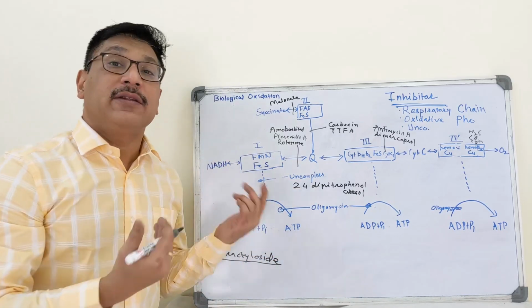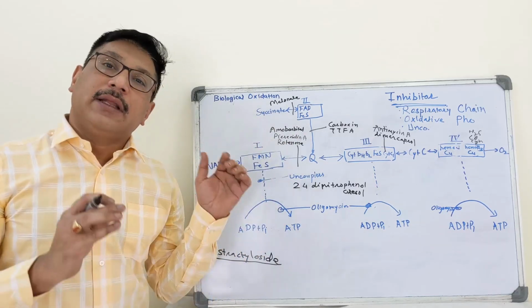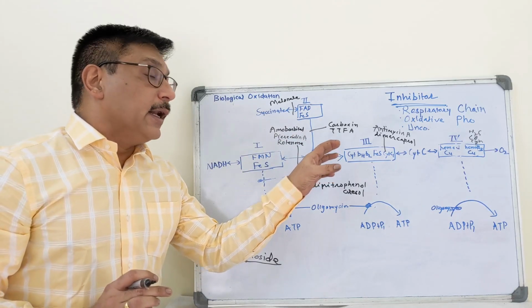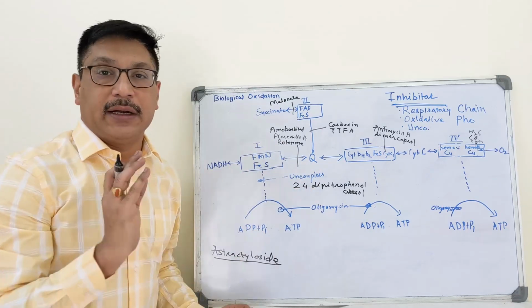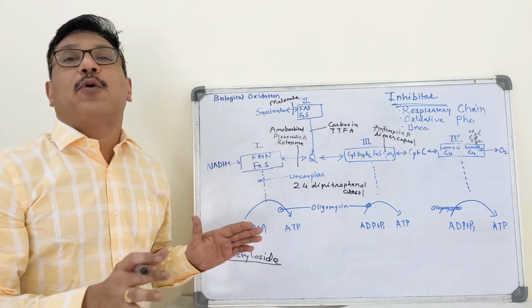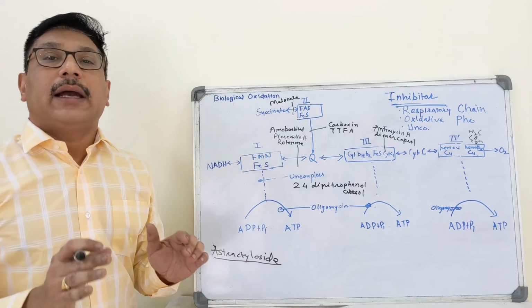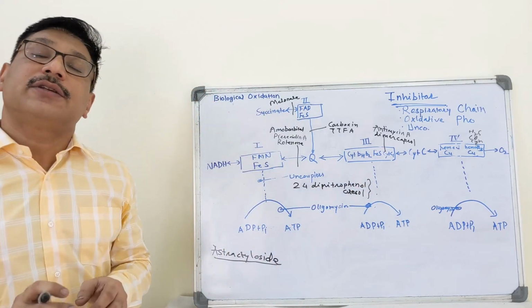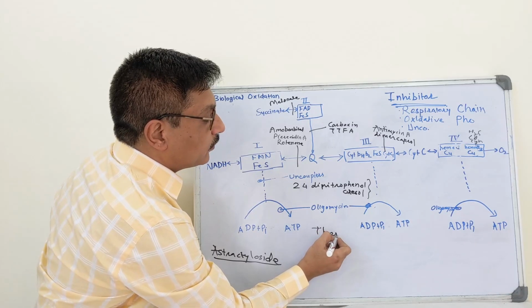So what will happen to the exergonic process of oxidation or transport of electrons? The exergonic process of electron transport is now captured as heat, and heat is liberated. So this process is important in hibernating animals and newborn babies. These are chemical uncouplers. There are also some physiological uncouplers. One such uncoupler is called thermogenin.